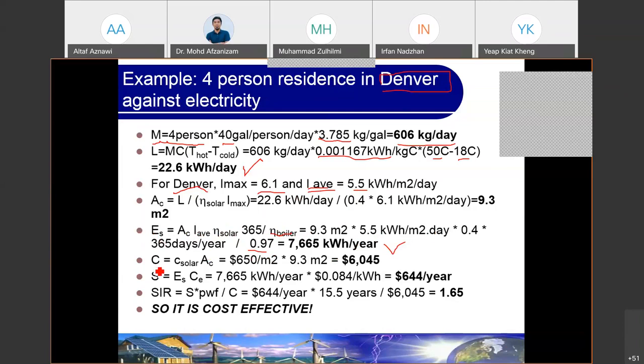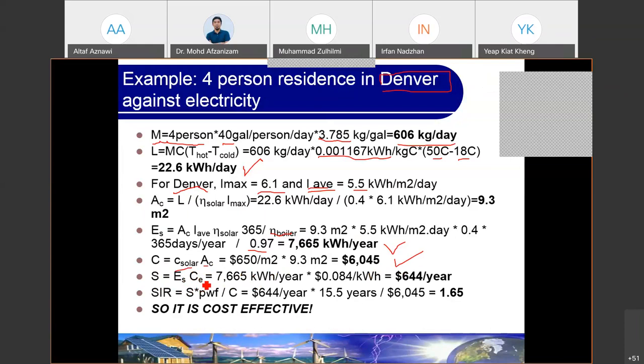This one is the cost. Total cost of the solar is equal to the cost of solar per square meter times the area in square meters, so 650 times 9.3 meters squared, which gives 6,045. And then from there, we try to calculate the annual saving, and the cost.